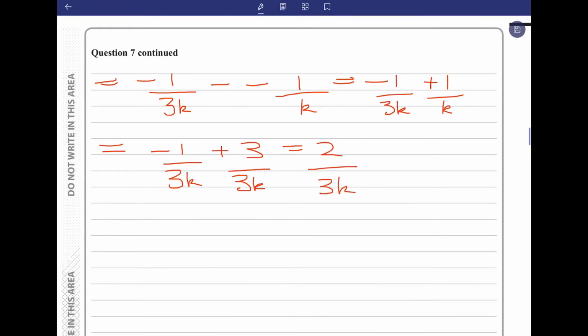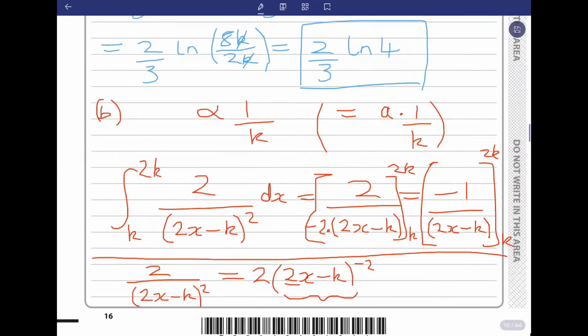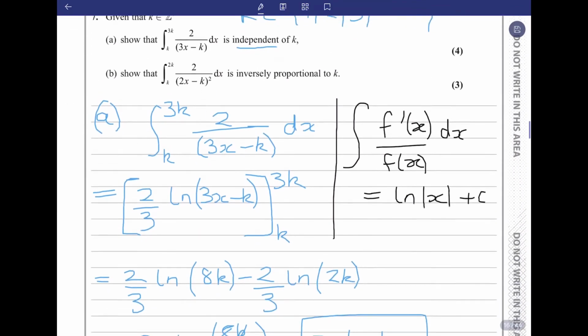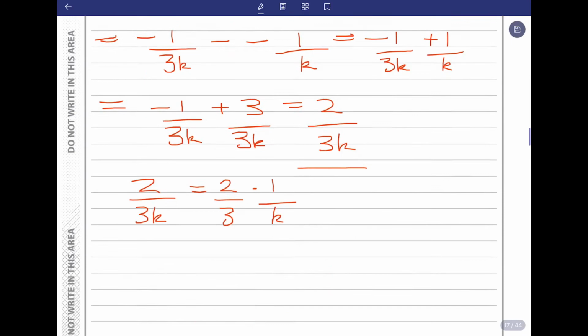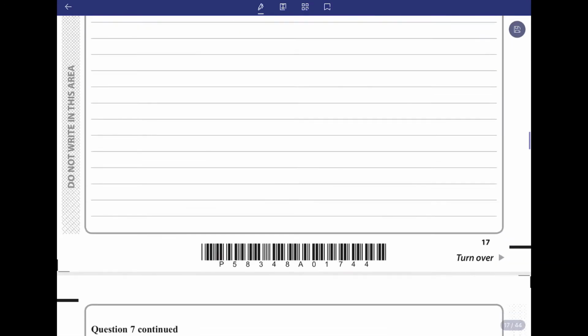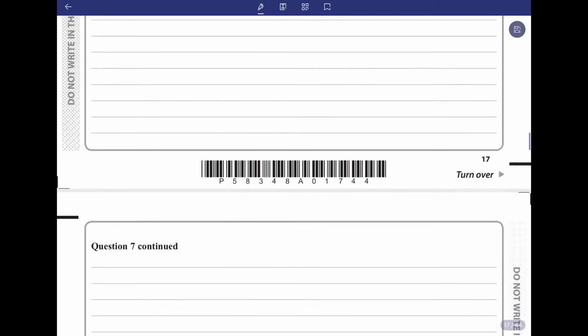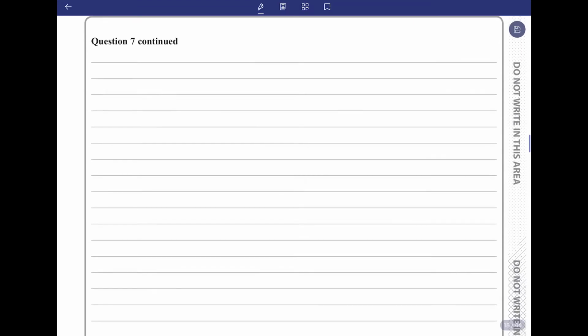Now we can see that 2 over 3k equals 2/3 times 1 over k, and hence the integral is indeed inversely proportional to k as required. So I hope that makes sense. I know it's quite long-winded. But do let me know if there's anything I'm not explaining properly, guys, because this is my first tutorial, so I'm just learning the basics.